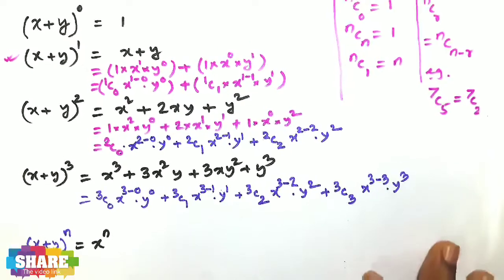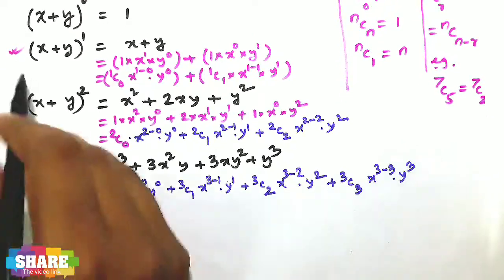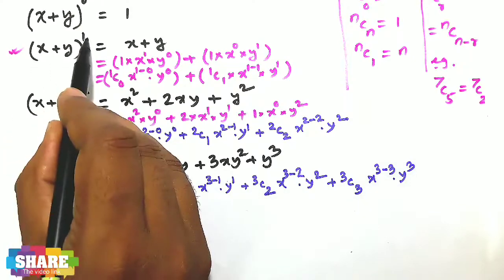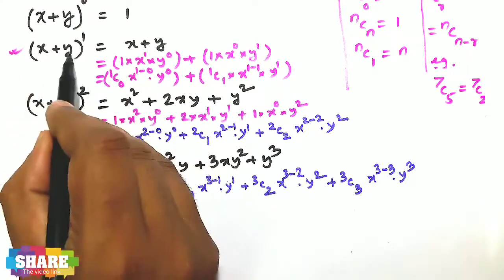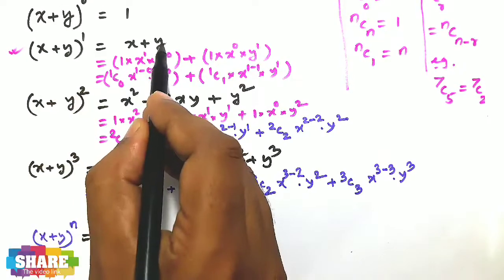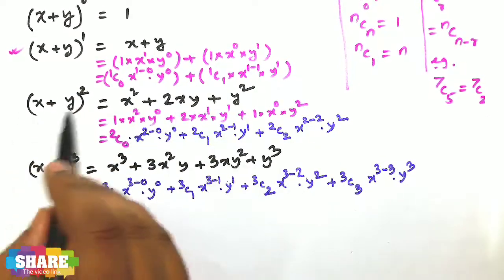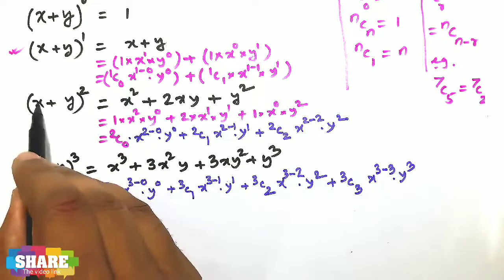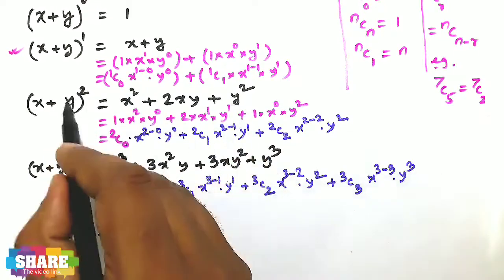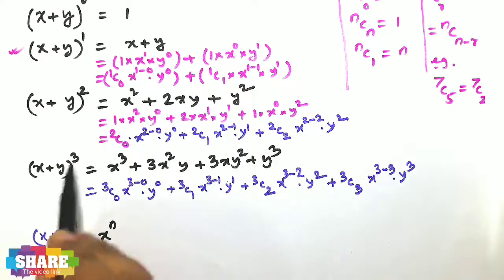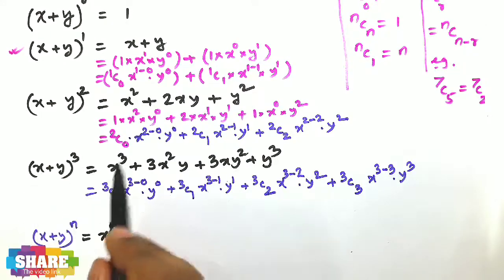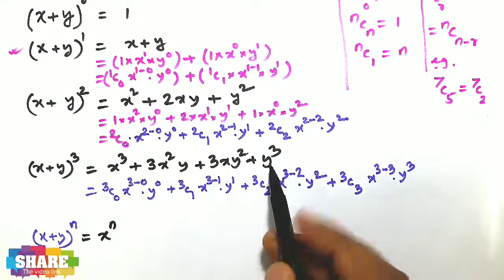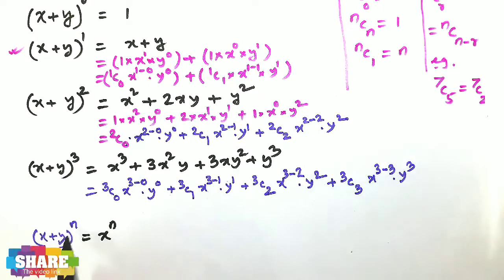One thing is very important to observe here. You see from this formula (x plus y) whole to the power 1, the first term is x power 1, the last term is y power 1. Similarly, (x plus y) whole square, here also the first term is x squared and the last term is y squared. Similarly, (x plus y) whole cubed, here also you will find x cubed and the last term is y cubed. Similarly, (x plus y) whole to the power n will also have the first term x to the power n and the last term will obviously be y to the power n.